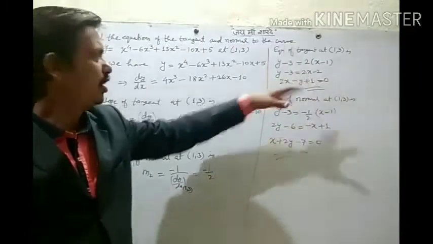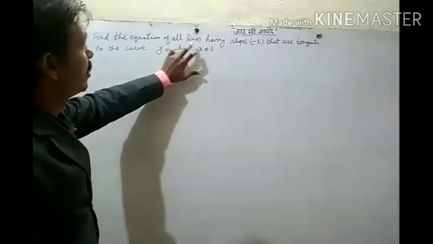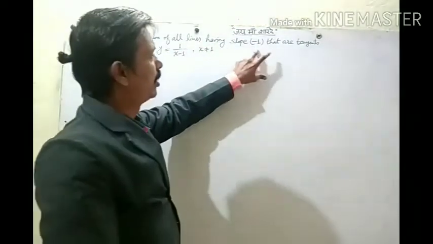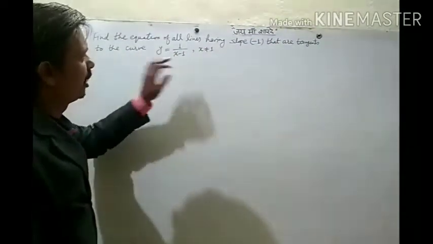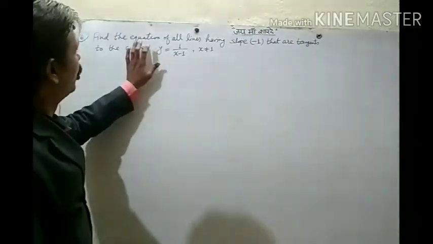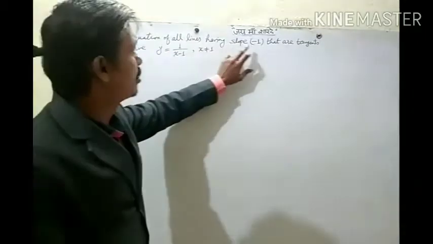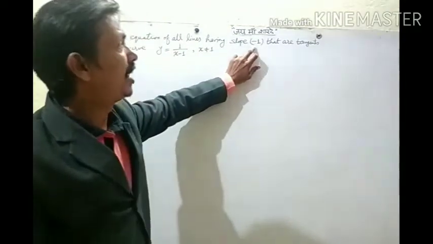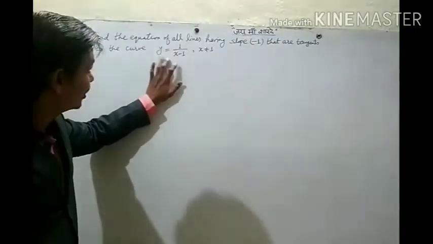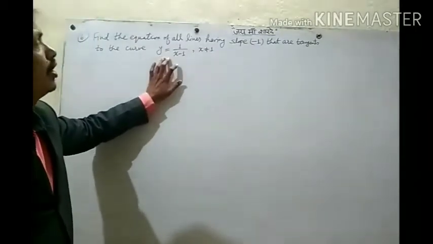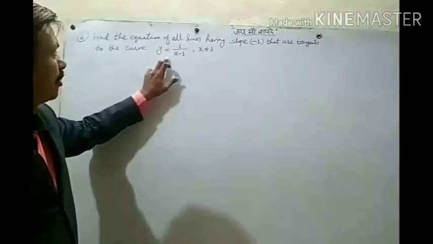Okay? Now the question is: find the equation of all lines having slope minus 1 that are tangents to the curve y equal to 1 upon x minus 1, where x is not 1. We have to find the equation of lines. We need lines which have slope minus 1, and that should be tangent to this curve.